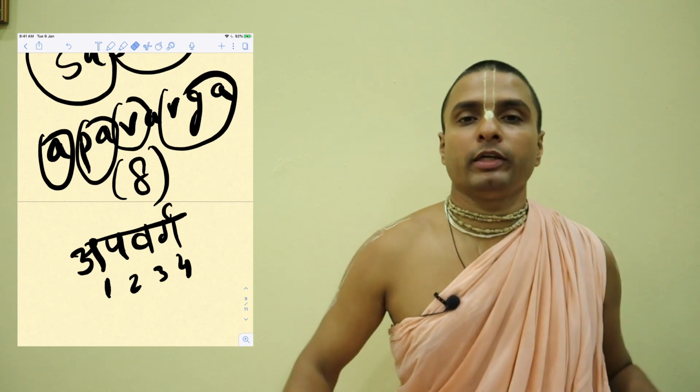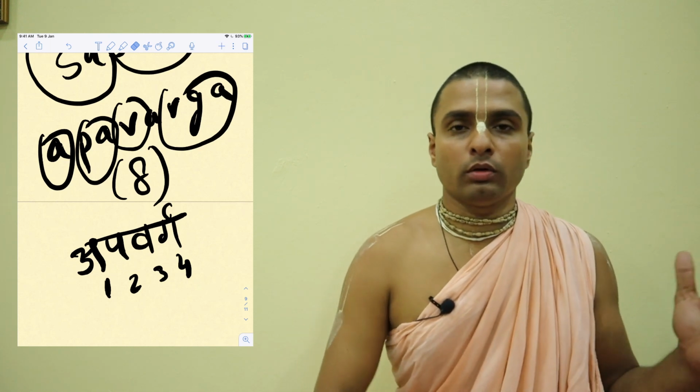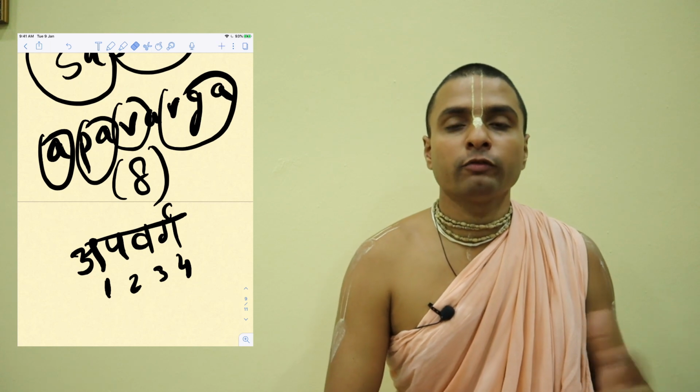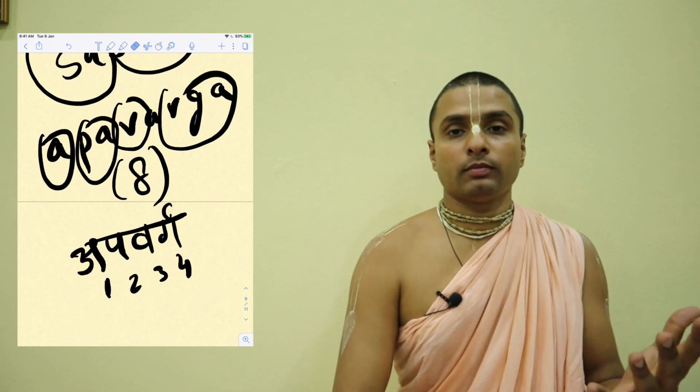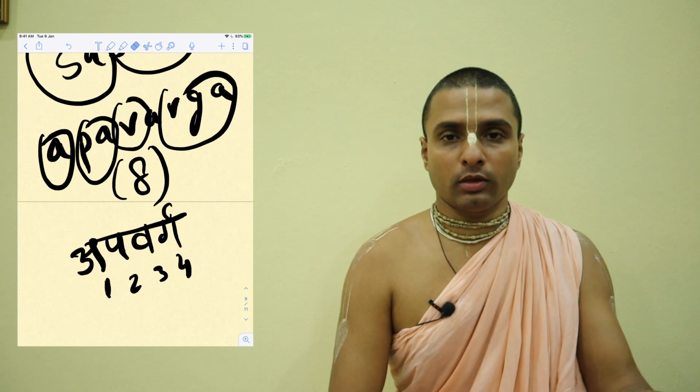Now, grammatically, murkha means fool. An illiterate person would say Vishnaya, like Krishnaya. Krishnaya means to Krishna, unto Krishna.